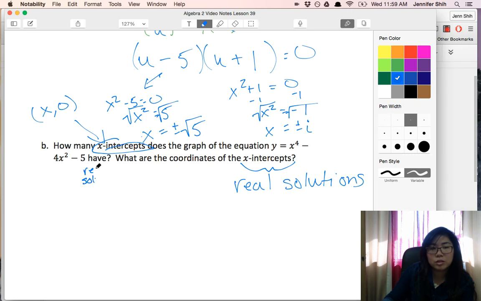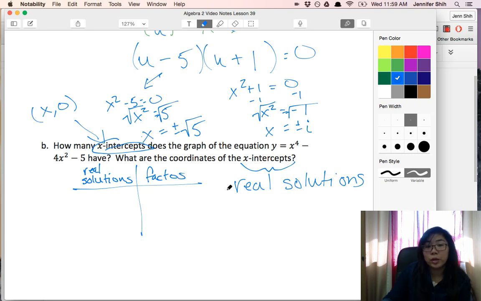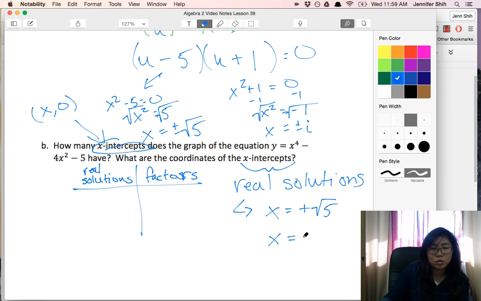So x-intercepts are our real solutions. Which ones are our real solutions? We have x is equal to positive root 5, and x is equal to negative root 5. So the coordinates would be root 5, comma 0, and negative root 5, comma 0.